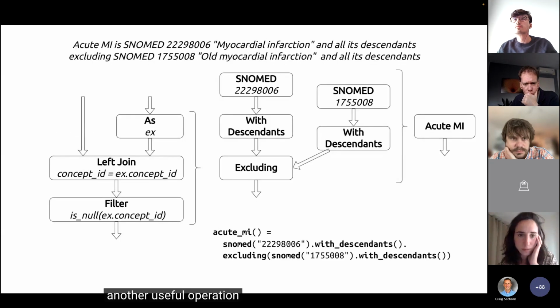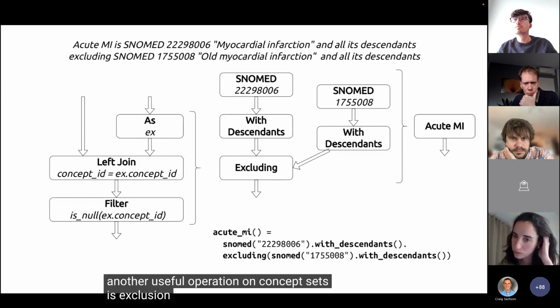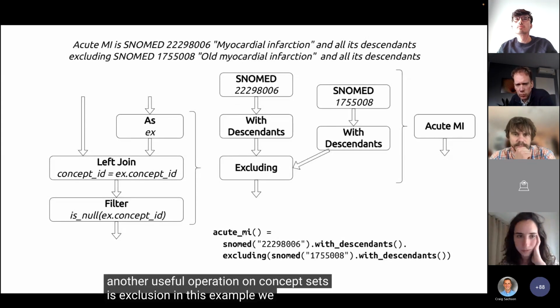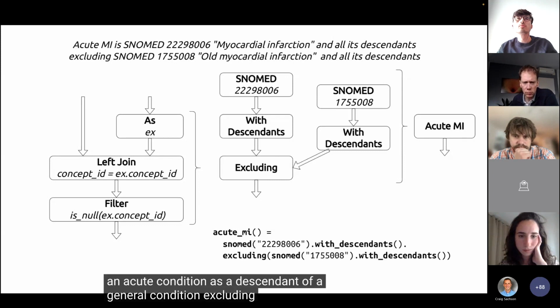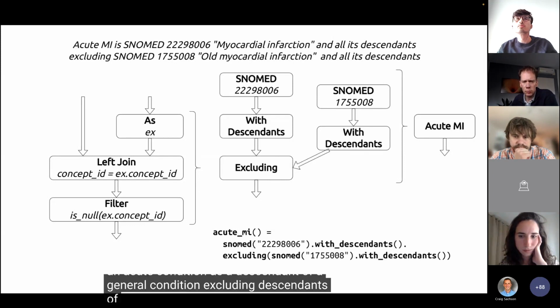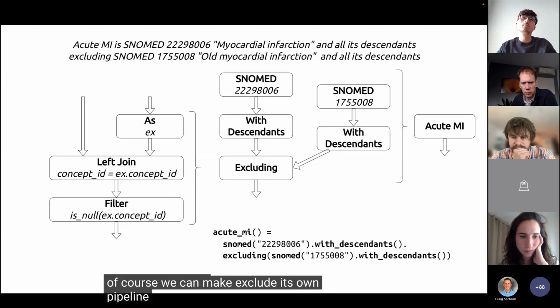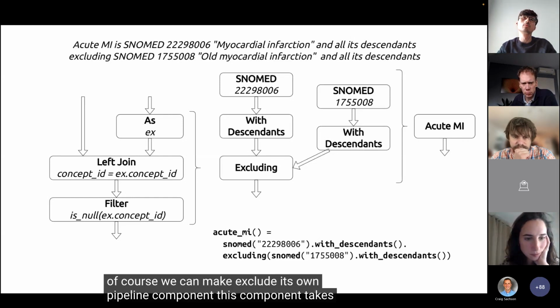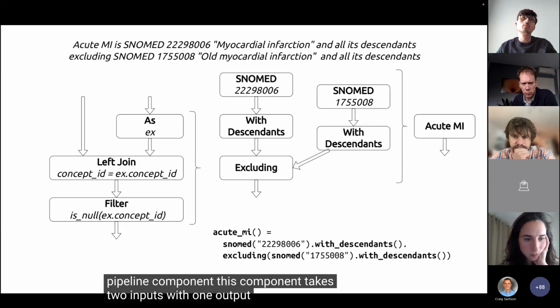Another useful operation on concept sets is exclusion. In this example, we define an acute condition as a descendant of a general condition, excluding descendants of an old condition. Of course, we can make exclude its own pipeline component. This component takes two inputs with one output, just like a join.